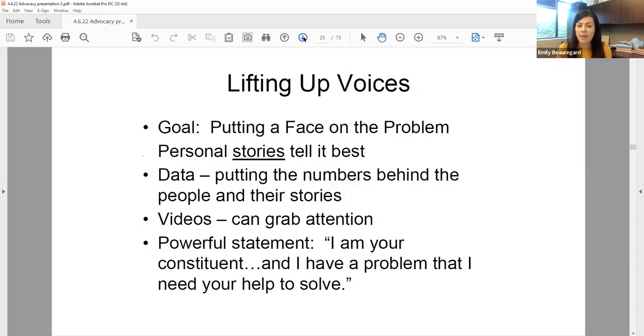But the very best, most effective combination is when we combine that personal story with data. And we can say, here's one person's experience, but here's data about how it's affecting all Kentuckians, or what the cost is, what the impact is long-term. But by putting a face on the story and combining it with data, you have a really, really powerful advocacy tool. Videos are great. They can grab a lot of attention, but there are also other ways that we can share stories and really lift up those voices.